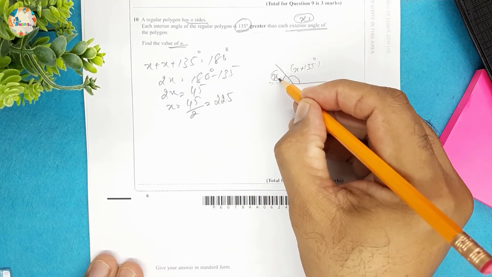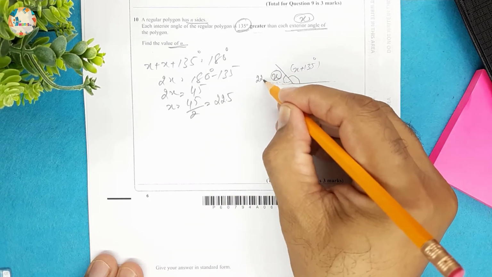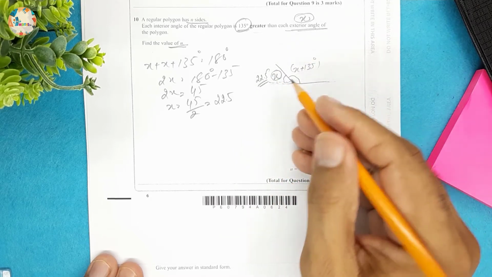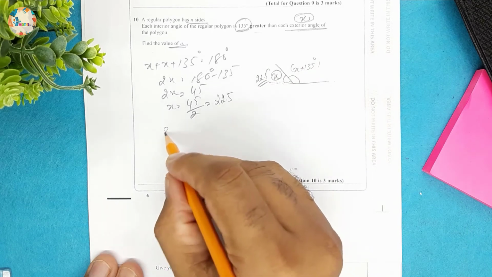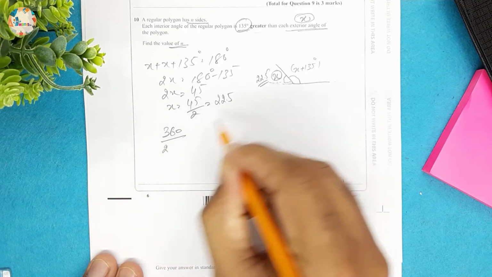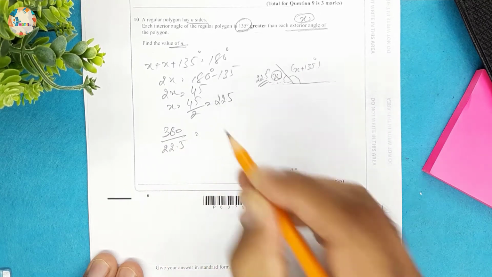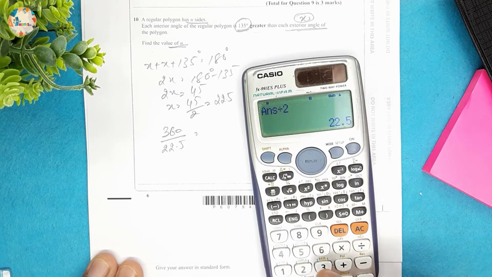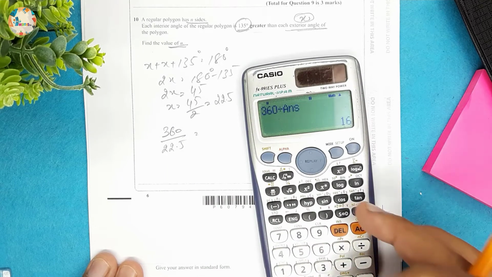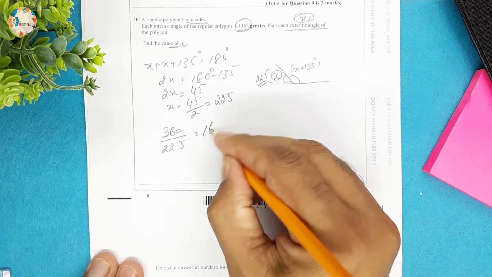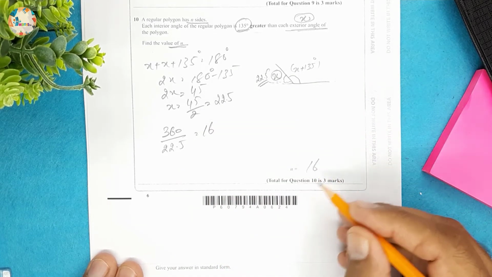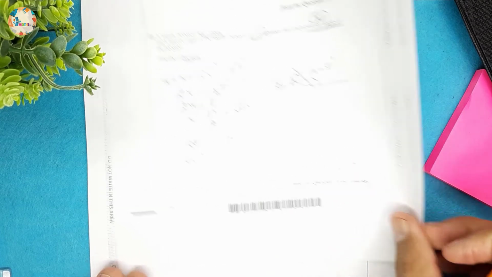Now this x value, exterior angle is 22.5, and we know that the sum of exterior angles adds up to 360 degrees, so 360 degrees divided by 22.5 is equal to 16. So this implies that the value of n is 16, so it will have 16 sides.